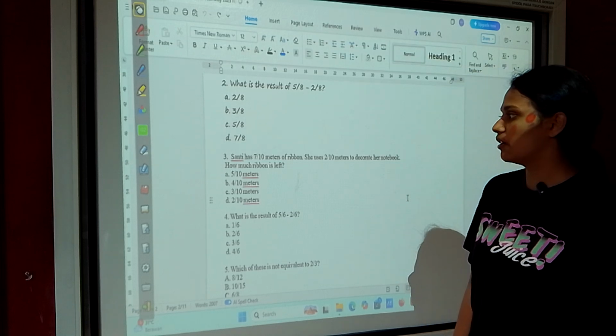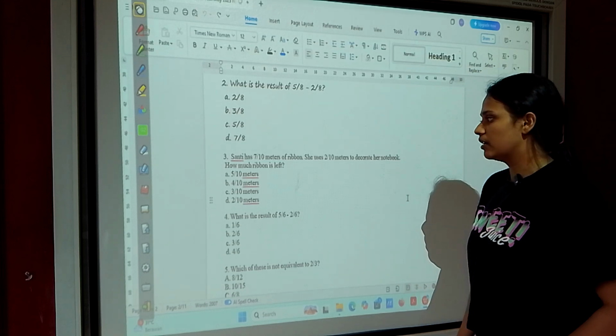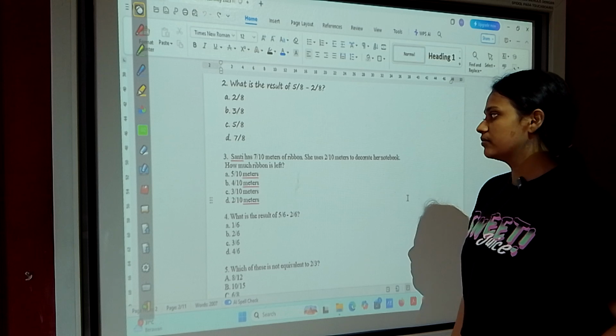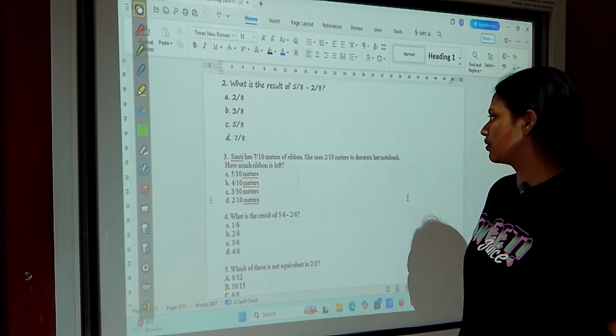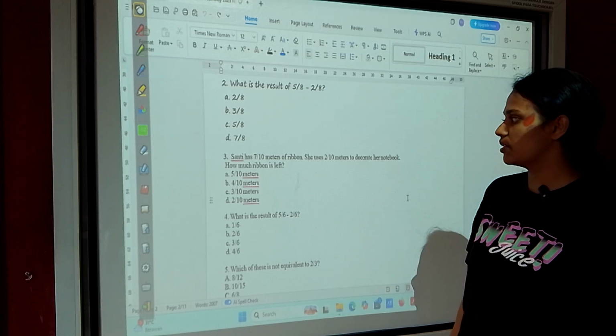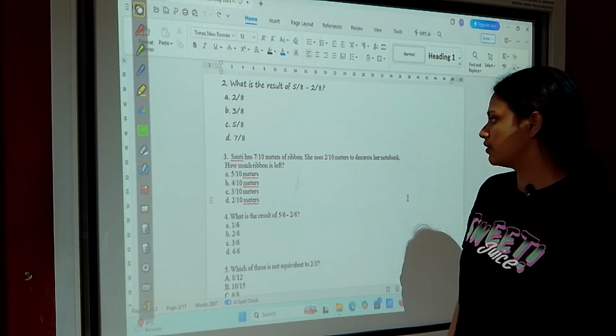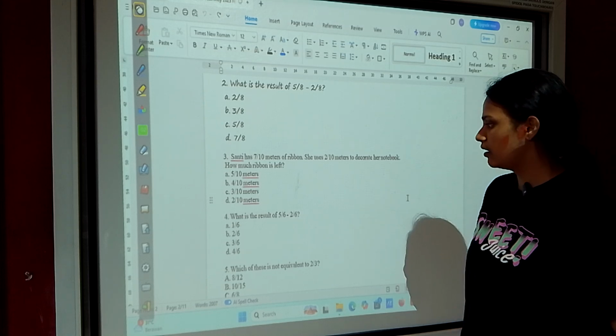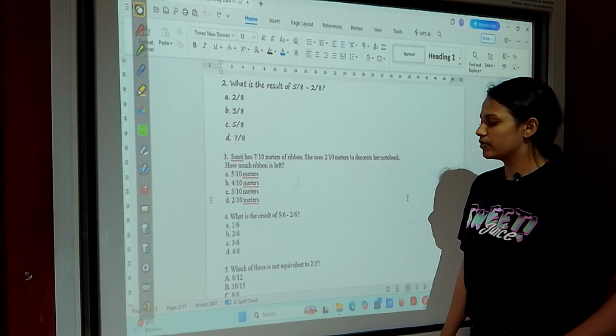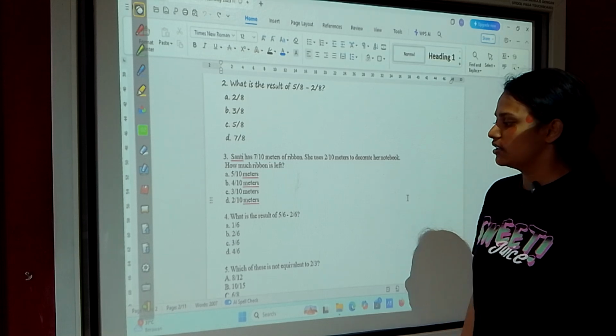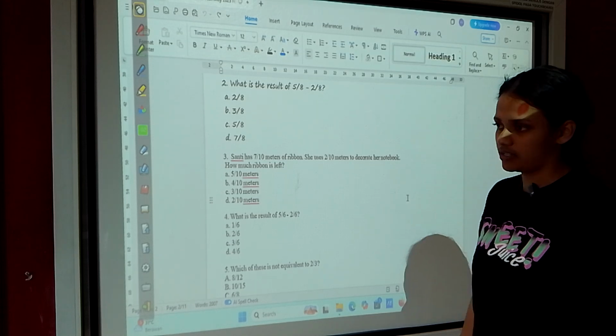Something has 7 over 10 meters of ribbon. She used 2 over 10 meters to decorate her notebook. How much ribbon is left? It is 5 over 10. What is the result of 5 over 6 minus 2 over 6? The result will be 3 over 6.